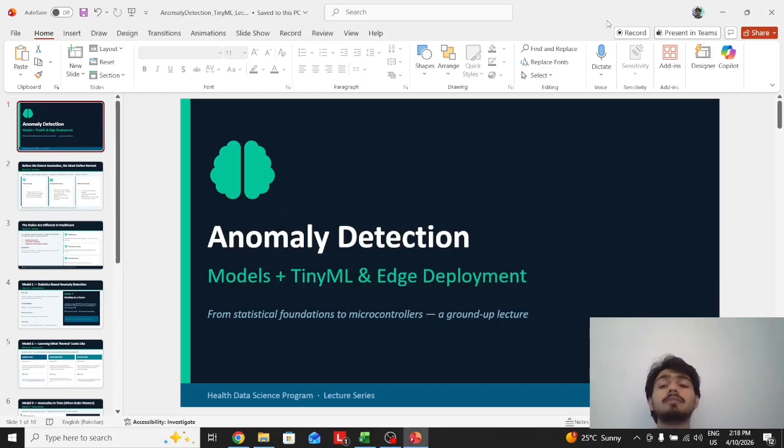So in this lecture we are going to study anomaly detection models plus TinyML and edge deployment. This was also my first time reading about TinyML and it was not what I expected it to be, to be honest. When I first saw the word, I thought it was just another platform for MLOps or cloud, and similarly related to edge deployment. So it is pretty interesting. Let's go on with our slide content.